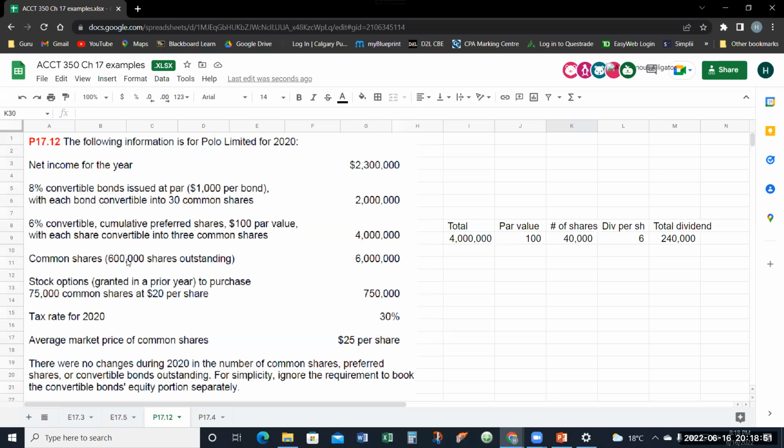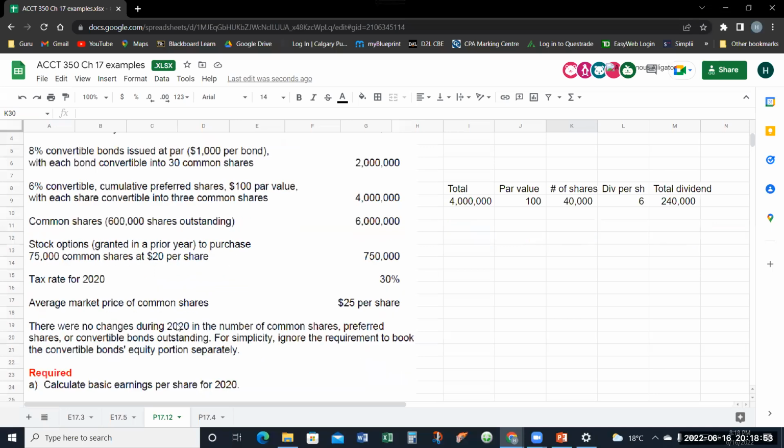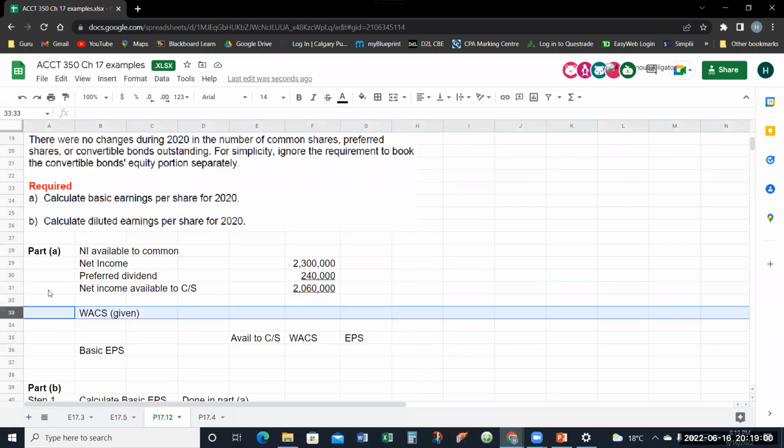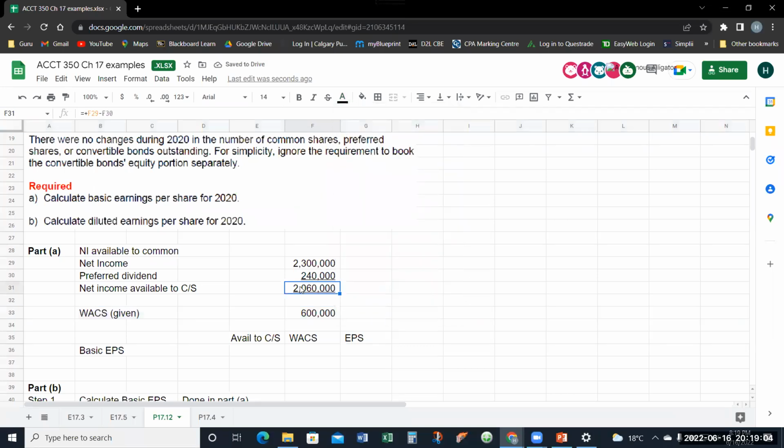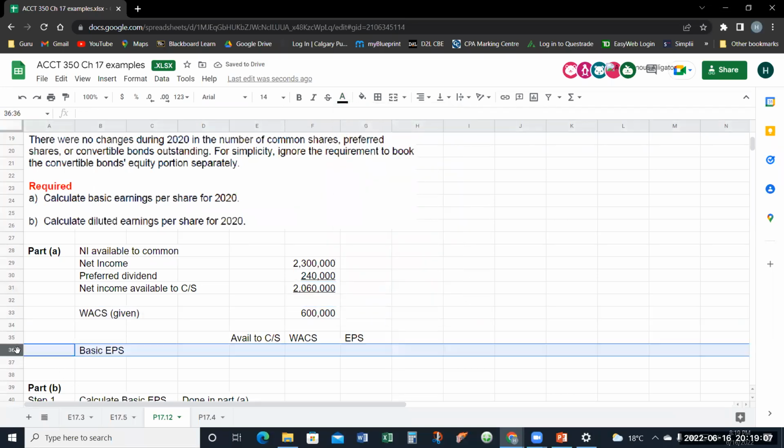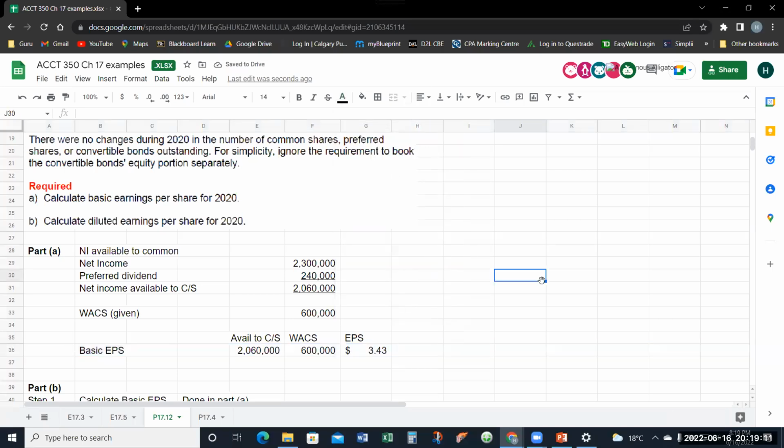All right, so number of shares outstanding is 600,000. There were no changes during the year. So 600,000 is the number of common shares outstanding. That's given. If I calculate basic earnings per share, it'll be 2,060,000 divided by 600,000. And basic EPS is $3.43. That's the first step to calculating diluted EPS. We all okay with that?